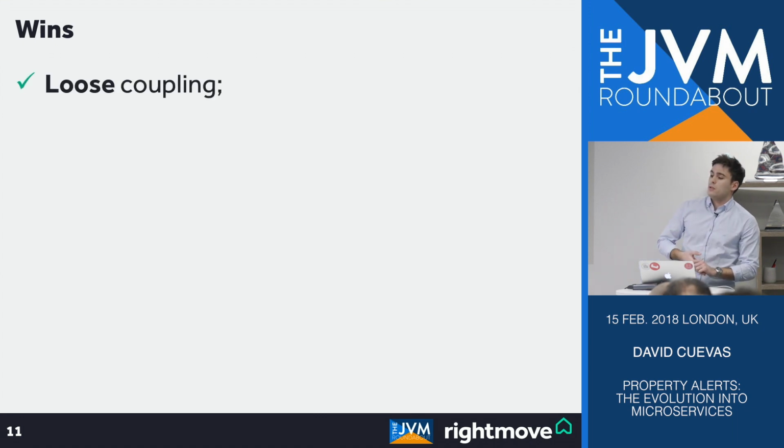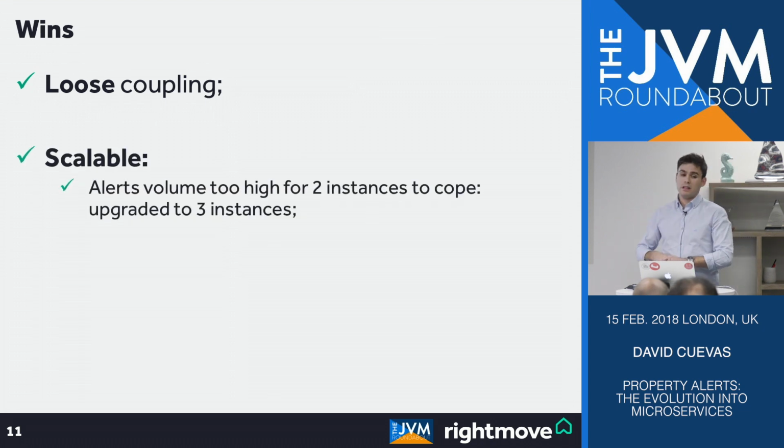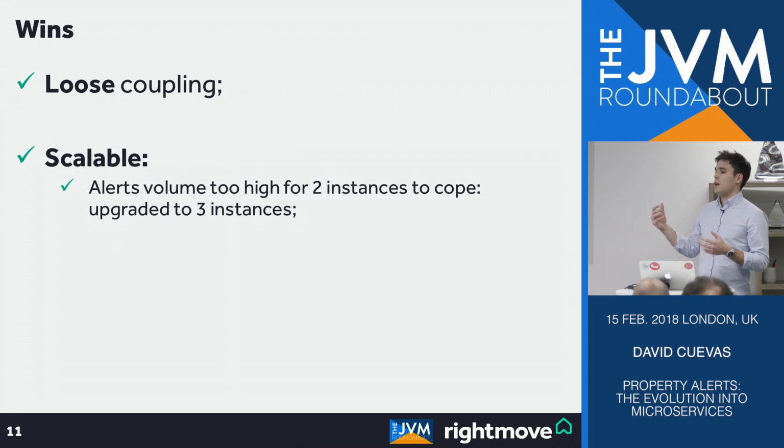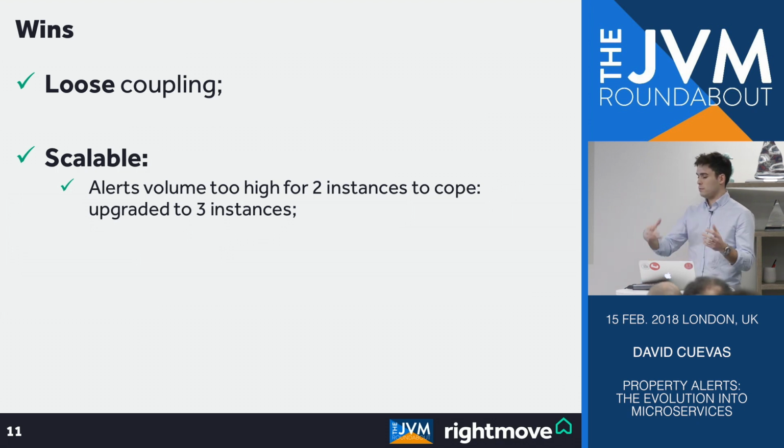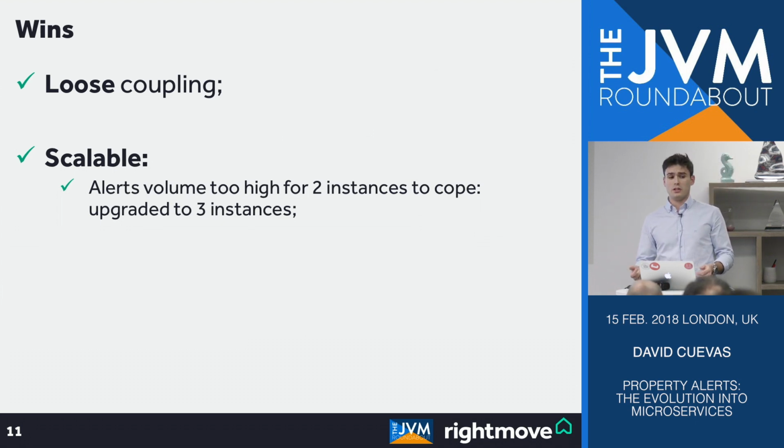We also made the whole property alert logic loosely coupled, so it's not depending on shared core dependencies anymore. We made it scalable. A good example of how scalable it was is that at some point we understood that 2 instances were enough to handle the whole volume of the alerts, and we figured out that having 3 instances would split up the load in a much more elegant way. So we did this with pretty much the click of a button.